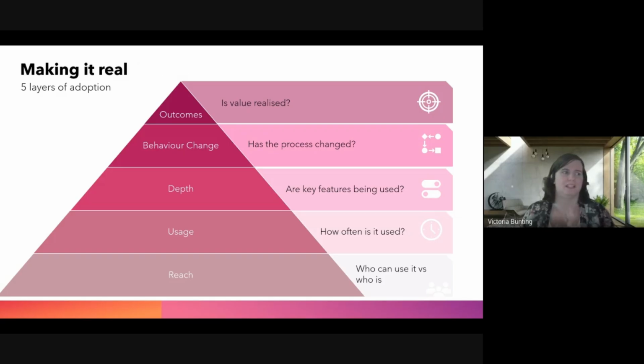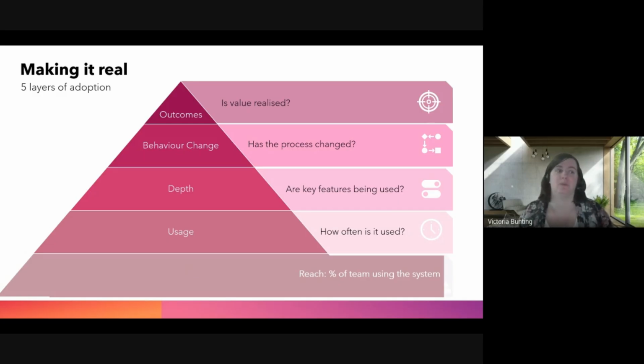So just to make that a little bit more real and put it into practice, each layer tells something different. So reach: who can use it versus who is actually using it. This tells you whether adoption is even possible. If people aren't enabled or trained or provisioned, low usage isn't an adoption issue, it's an access issue. So the typical measures for that tend to be percentage of target users enabled, percentage trained or onboarded, license or role coverage, just to make sure that you've got the correct people using the solution.